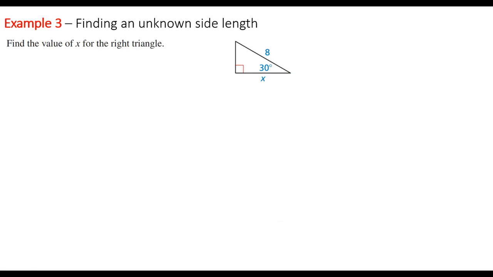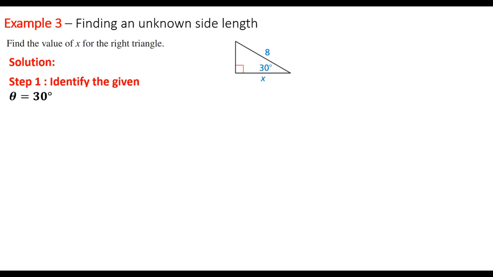Now let's try to solve example number 3, which is finding an unknown side length. So the problem is find the value of x for the given right triangle here. So in solving this kind of problem, we will be following some simple steps. So the first step will be to identify the givens.